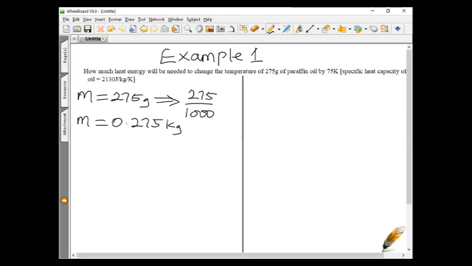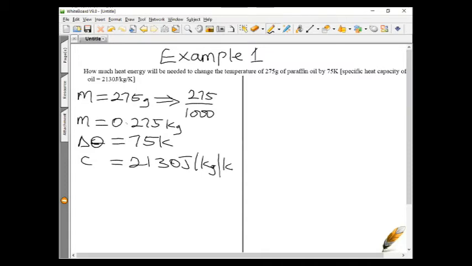Let's move on to the next one. We also have our change in temperature. They are not giving us theta 1 or theta 2. They are giving us theta 2 minus theta 1, that is the change. The change is 75 Kelvin. Then we have the specific heat capacity of paraffin to be 2130 joule per kilogram per Kelvin.